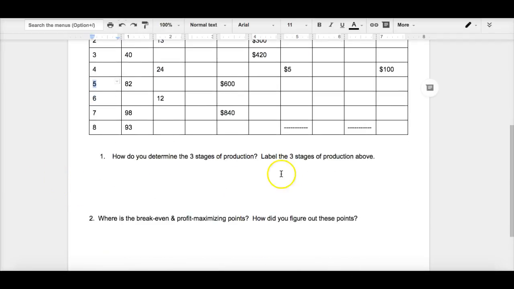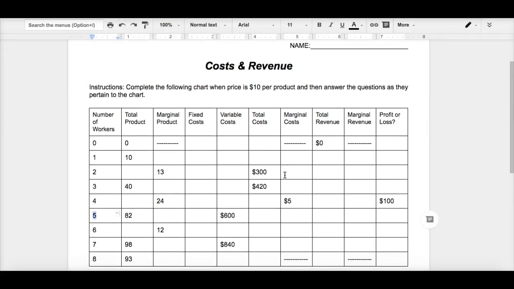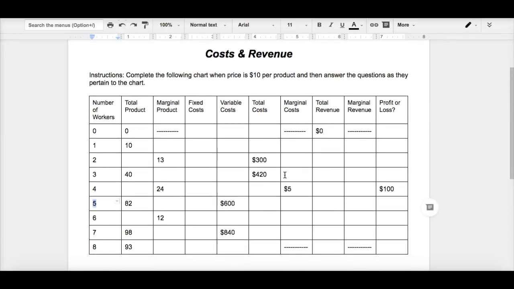Also on the bottom, it has 2 questions for you. You have to label your 3 stages of production, but then you also have to figure out your break even and your profit maximizing point. Now, this worksheet is going to be part of your notebook. On Wednesday when I come back, before we play our Kahoot, I will go through the answers with this for you. So I will show them to you and I'll ask if you have any questions. So make sure you have this ready to go on Wednesday.